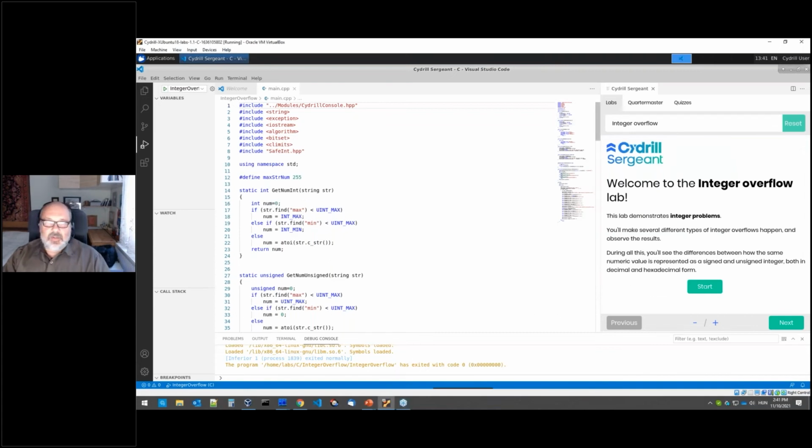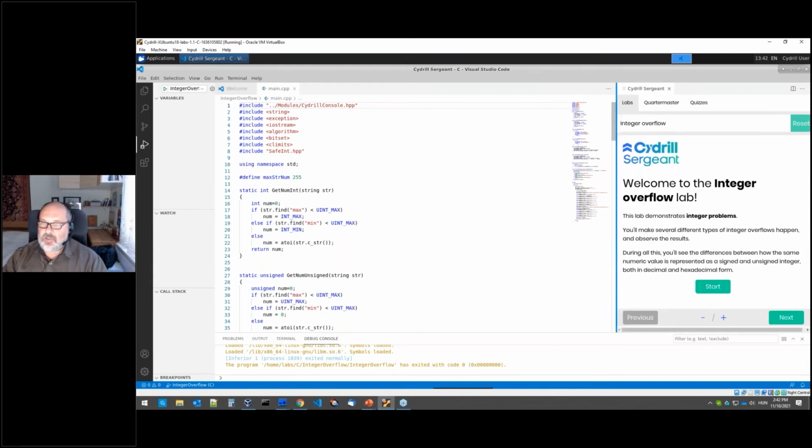So what you see here is Visual Studio Code with some C++ code. The choice of IDE doesn't matter. On the right side, no matter which IDE we choose, for example IntelliJ IDEA for Java, we have the Cydrill Sergeant. Cydrill Sergeant is a plugin that we developed, which gives the environment and the context of our teaching. Basically, it's a chatbot that gives you instructions about what you need to do in the lab.